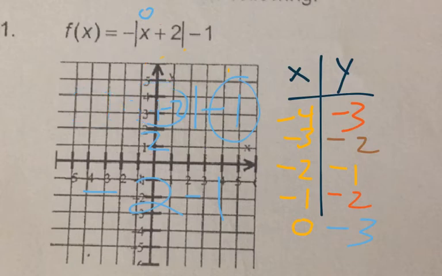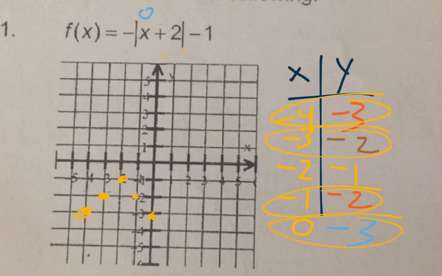So guys, now it's just a matter of graphing. And so I'm just going to plot in right here -4, -3, like so. Then -3, -2, like so. Then -2, -1. And then -1, -2. And finally 0, -3. If you follow the dots, guys, notice you get a V shape. Okay? And that's what an absolute value looks like. It always has a shape of a V.